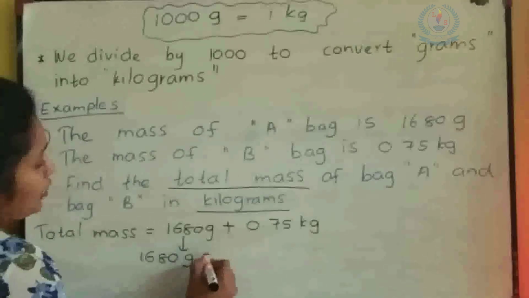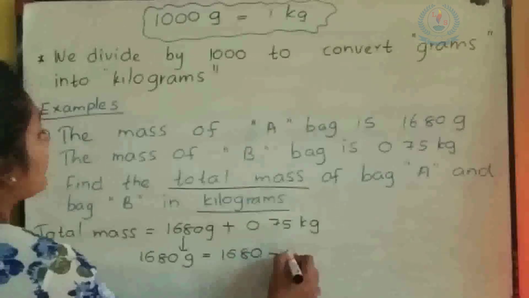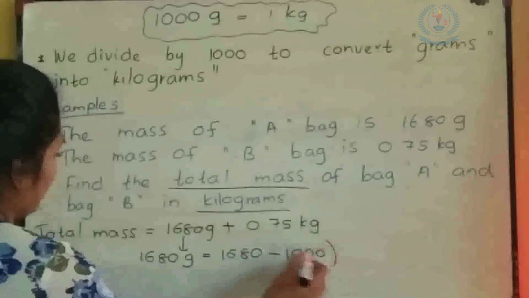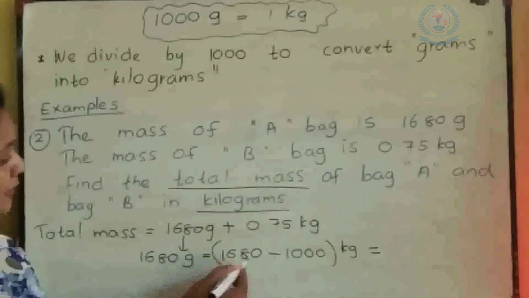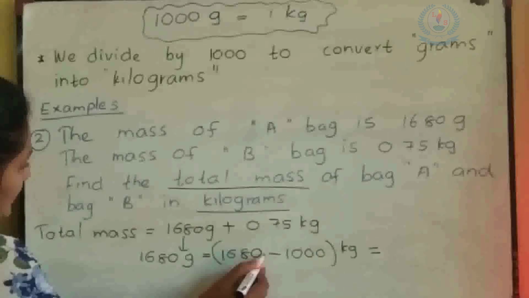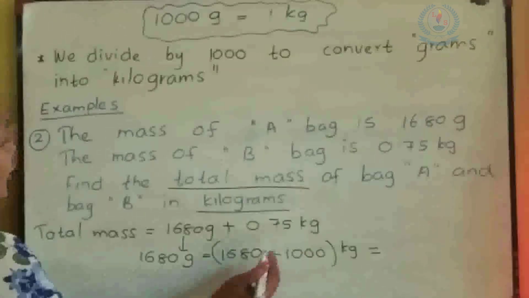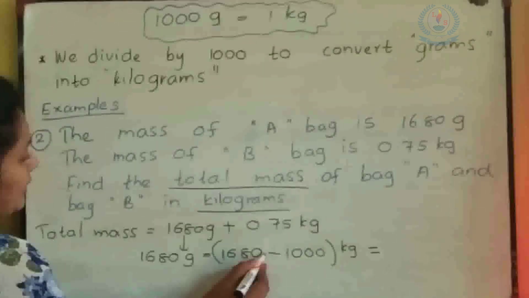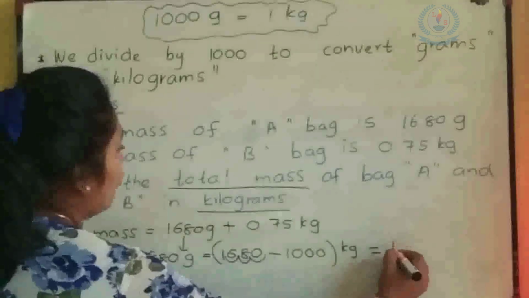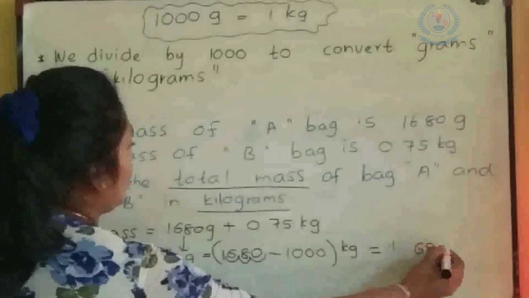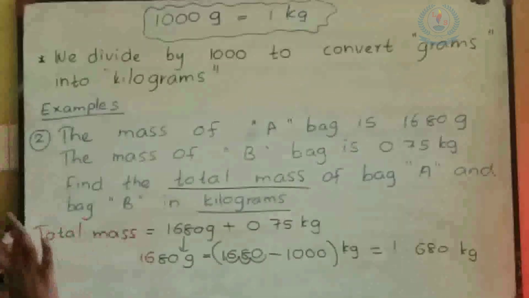1680 grams. How to convert 1680 grams into kilograms? We have to divide by 1000. Here, after the last digit, the decimal place is there. When we are dividing that by 1000, we have to take the decimal place to the left-hand side by 3 digits. Then 1, 2, 3. Then the answer is 1.680 kilograms, or else without that 0 is also a correct answer.